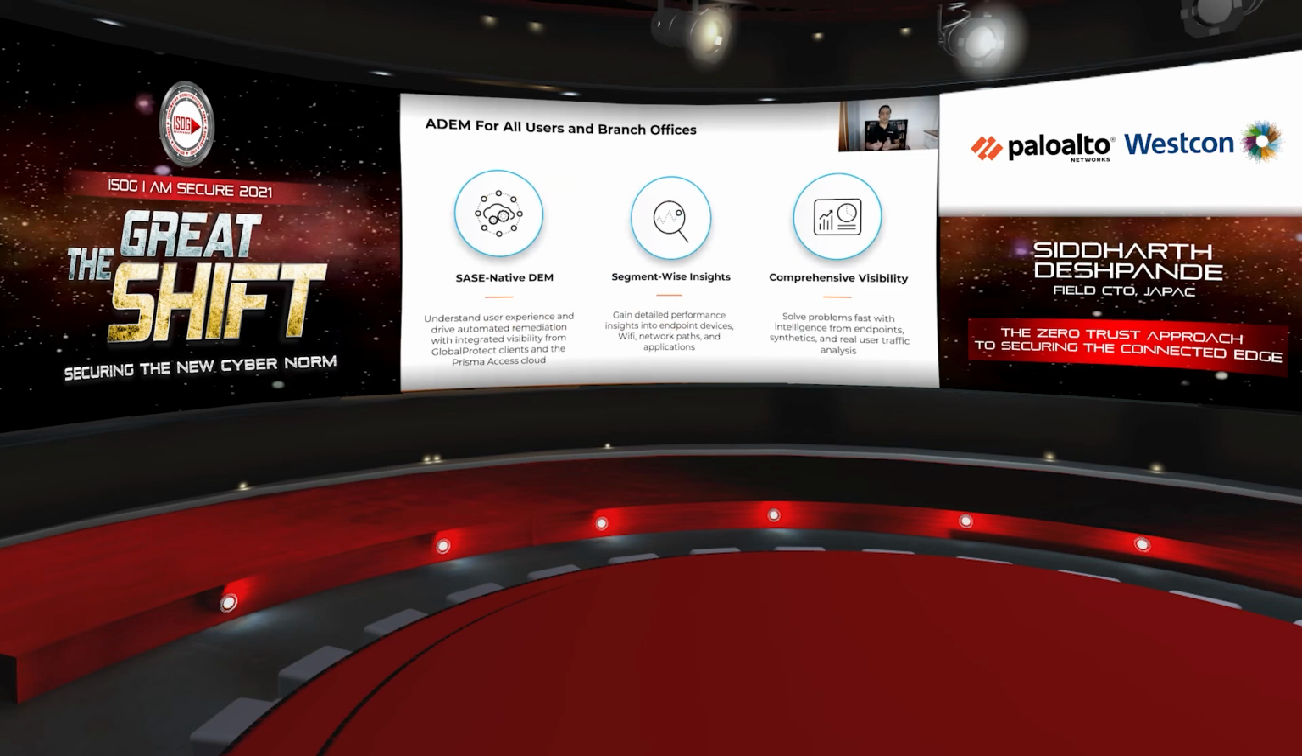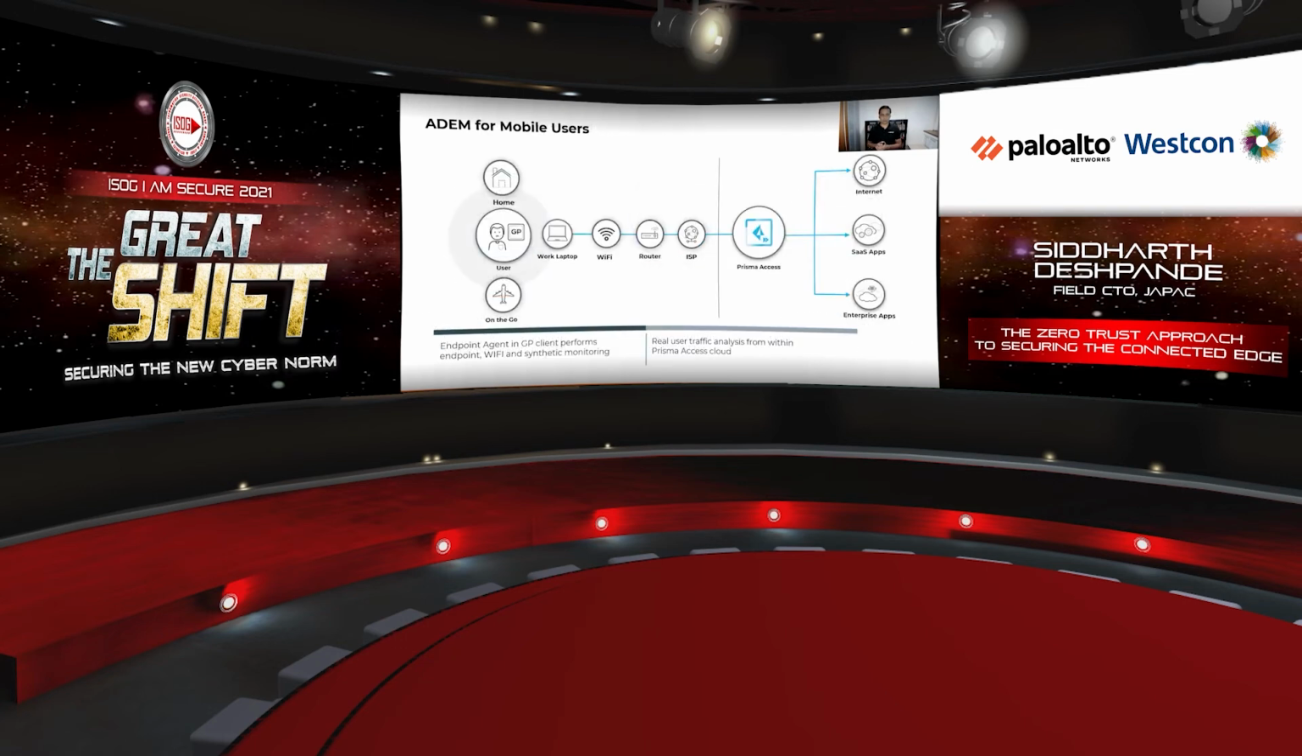So the vision is that you do this for all users and all branch offices. And this is integrated with the secure access service edge stack, which makes a lot of sense, because that's the kind of outcome that we are all trying to get to. So for a mobile user, the way it works is that the client or the agent that's sitting on the user's device is already there to enable the SASE architecture, to enable steering of traffic towards the Prisma Access cloud.